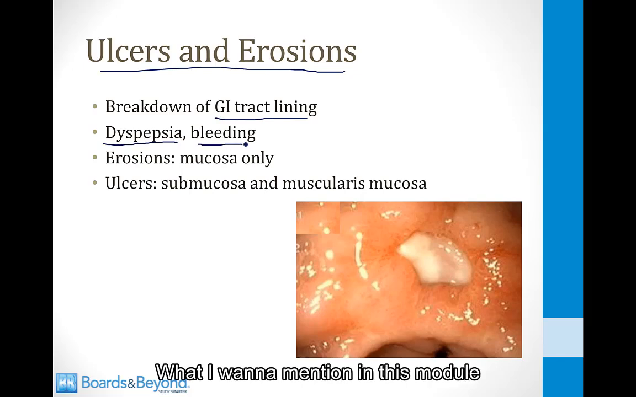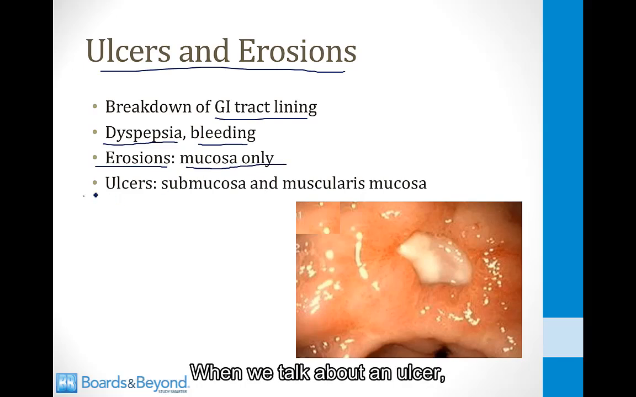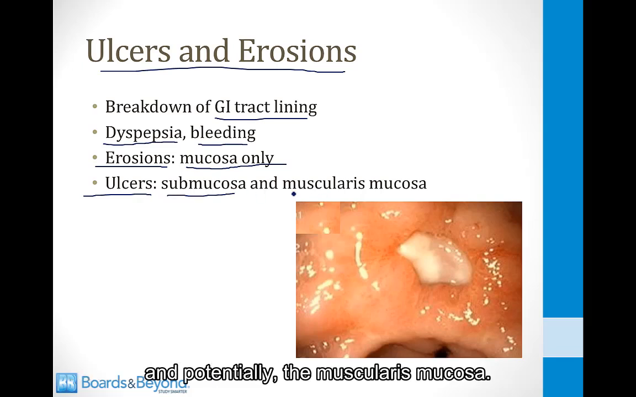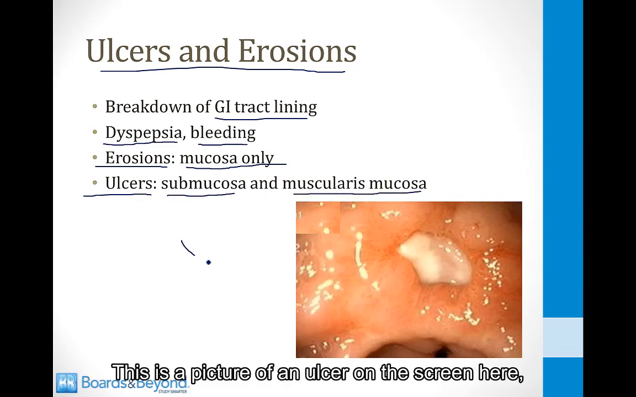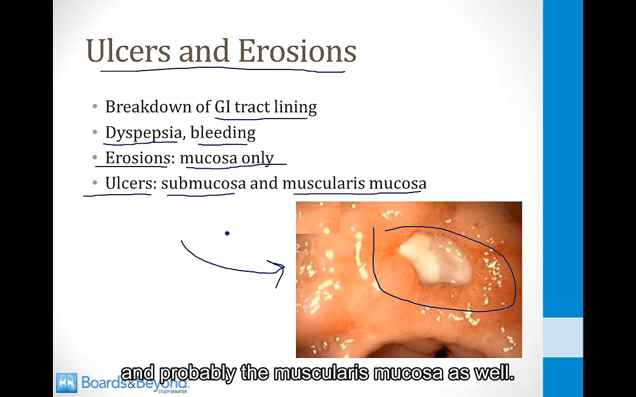What I want to mention in this module is that when we talk about an erosion of the intestines or the stomach, we mean a breakdown of the mucosa layer only. When we talk about an ulcer, we mean a breakdown that also involves the submucosa and potentially the muscularis mucosa. This is a picture of an ulcer on the screen here, and this type of lesion would involve the submucosa and probably the muscularis mucosa as well.